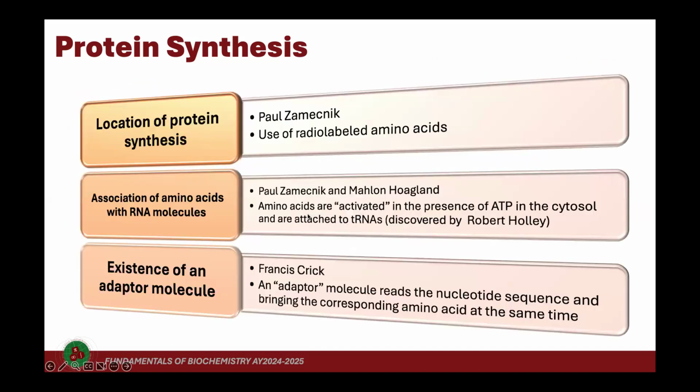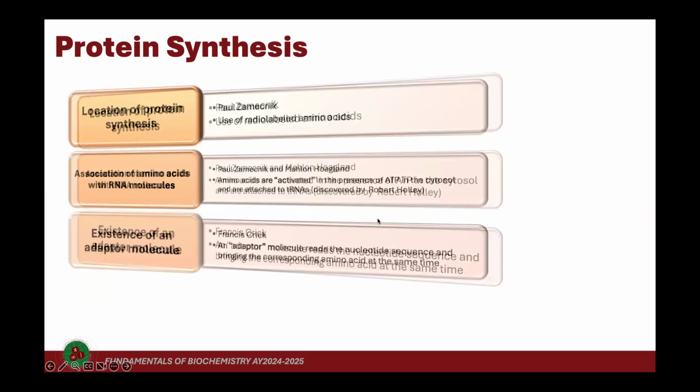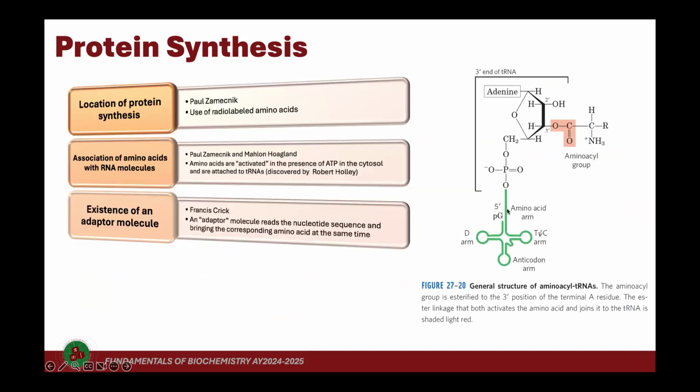Okay. The second discovery is the association of amino acids with RNA molecules. The same guy, Paul Zamecnik, and another scientist, Mahlon Hoagland, discovered that amino acids are activated in the presence of ATP in the cytosol, and these amino acids get attached to tRNAs. At this point, the tRNA molecule was discovered by a different guy. So what they did was they had this cellular extract. They extracted the contents of a eukaryotic cell.